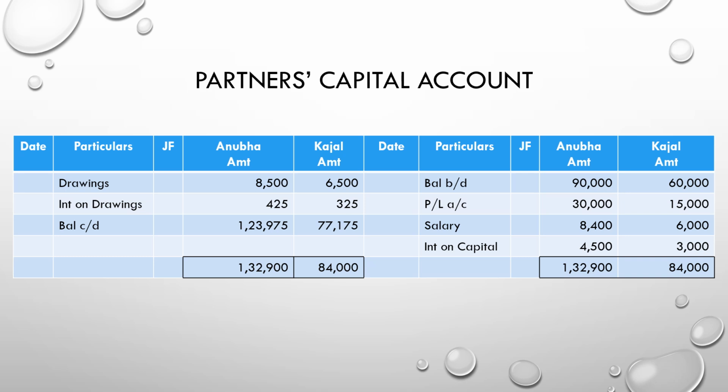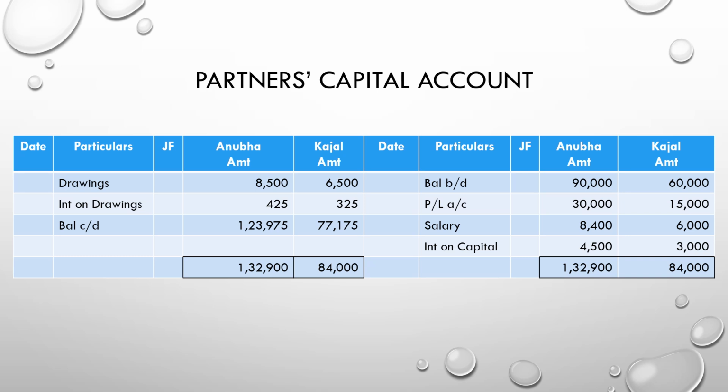So whatever capital is given to you, for Anuba it is 90,000, so 5% will be charged on 90,000, which will be 4,500, and 5% on Kajal's 60,000 will be charged, which will come to 3,000. Then they have given you the amount of drawings, which will be written on the debit side: 8,500 and 6,500.